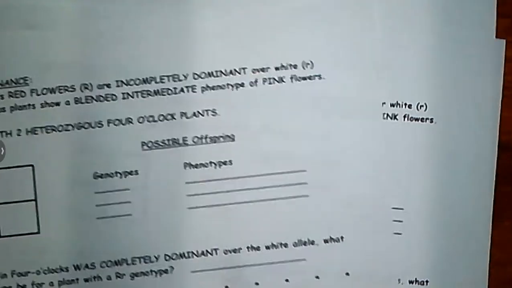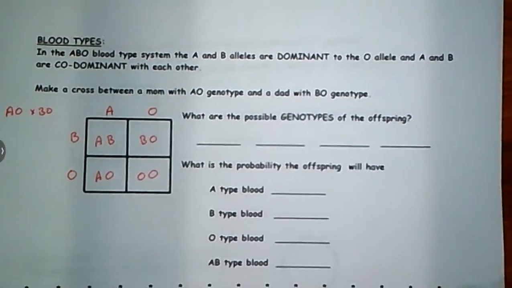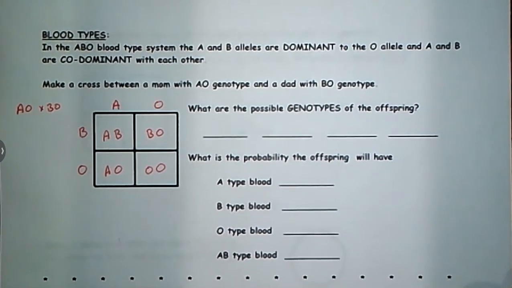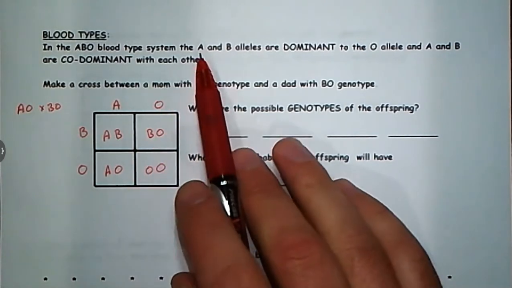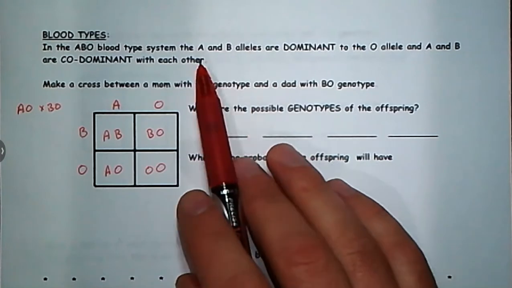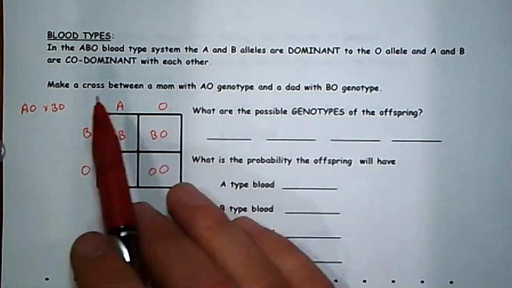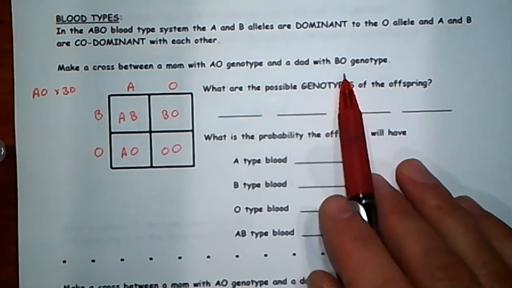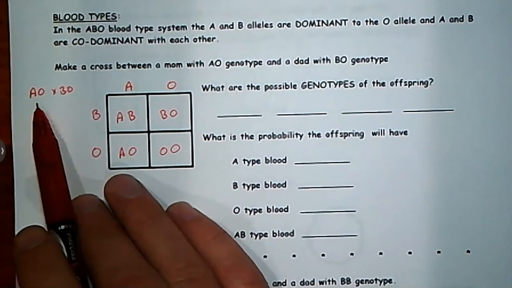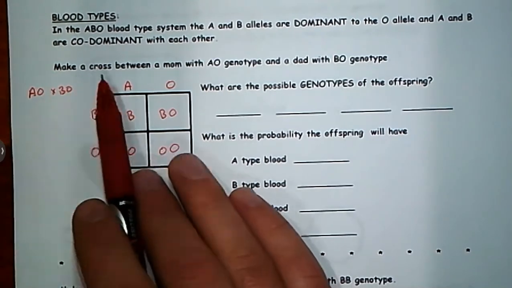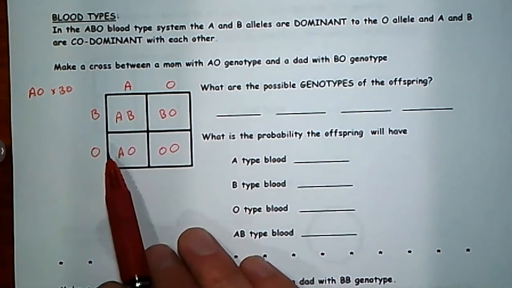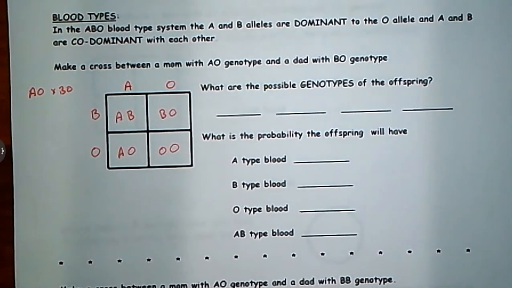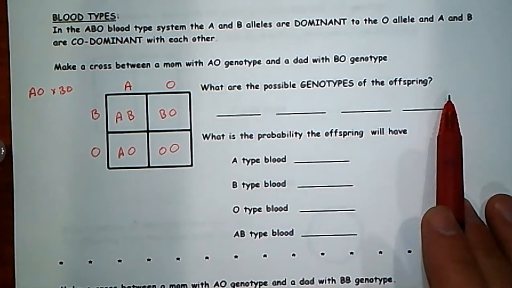All right, so when you look at blood types in the human blood system, we can be type A, type B, type AB, or type O. Both A and B are dominant, and that's what we call codominance. If we look at a cross between a mom with a type AO genotype and a dad with type BO genotype, we're crossing AO with BO. So we'd set it up like this. We take the A and the O, B and the O, and you just match them up together like you normally would. You can see what the genotypes would be.